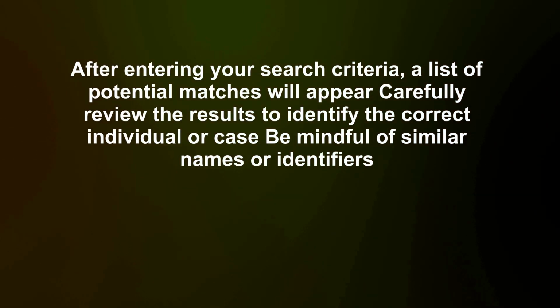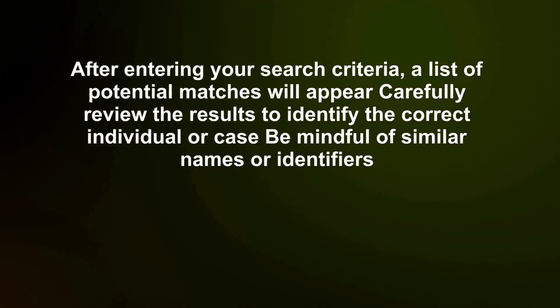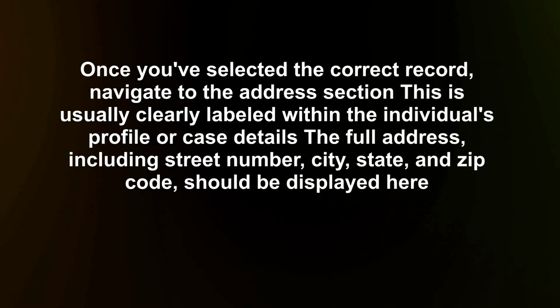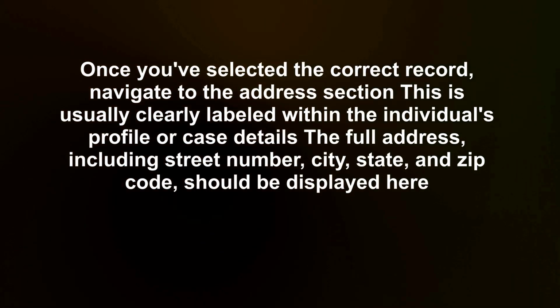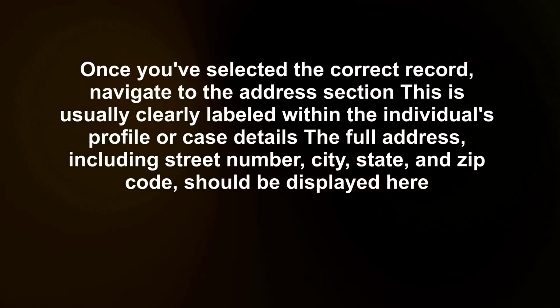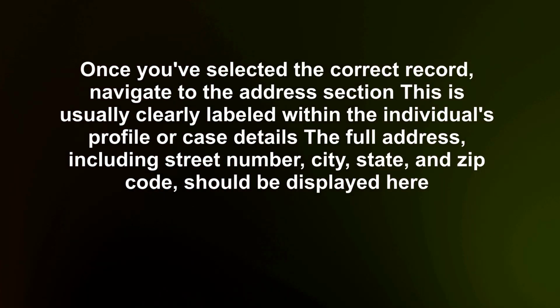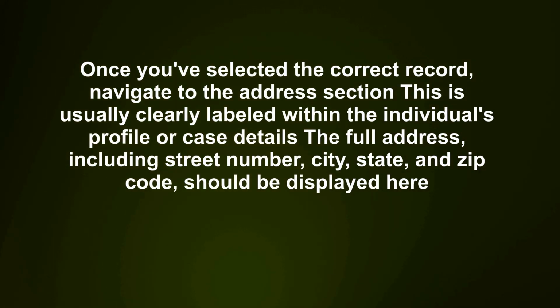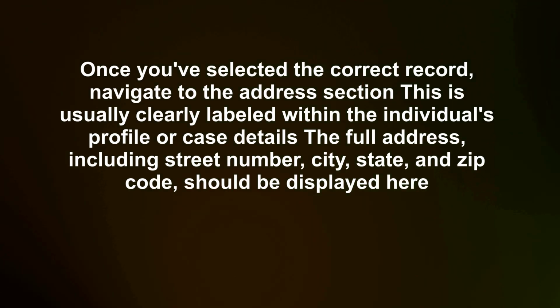Carefully review the results to identify the correct individual or case. Be mindful of similar names or identifiers. Once you've selected the correct record, navigate to the address section. This is usually clearly labeled within the individual's profile or case. The full address, including street number, city, state, and zip code, should be displayed here.